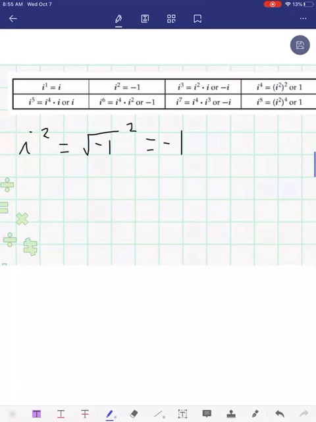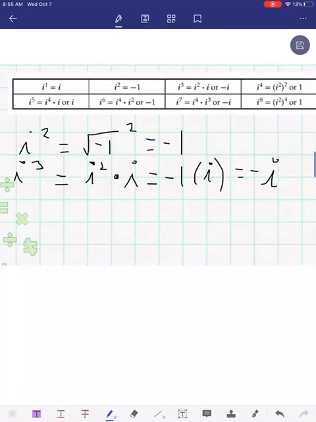So then, if I'm looking at i to the third, notice that we could break apart i to the third like they did there. It's i squared times i. Well, we already said that i squared is -1 times i, which is just going to give us -i.